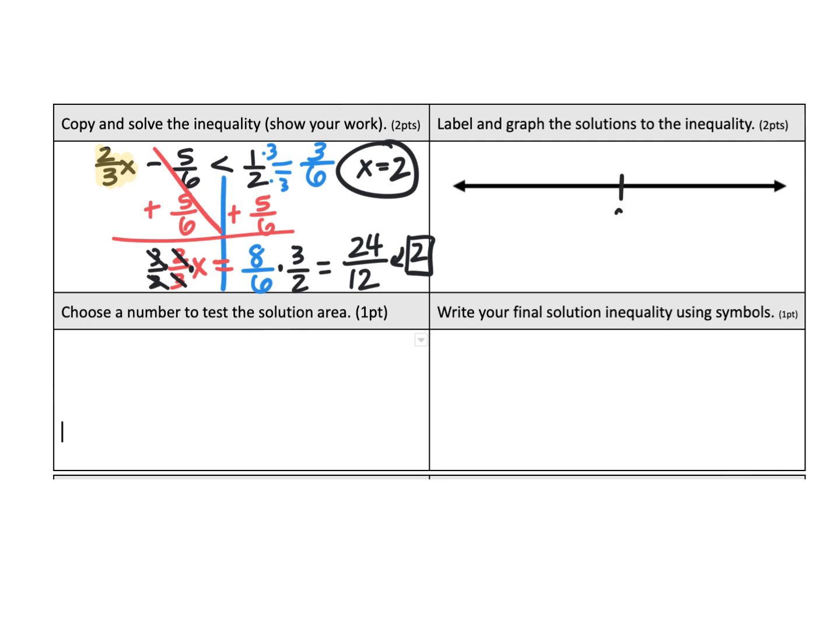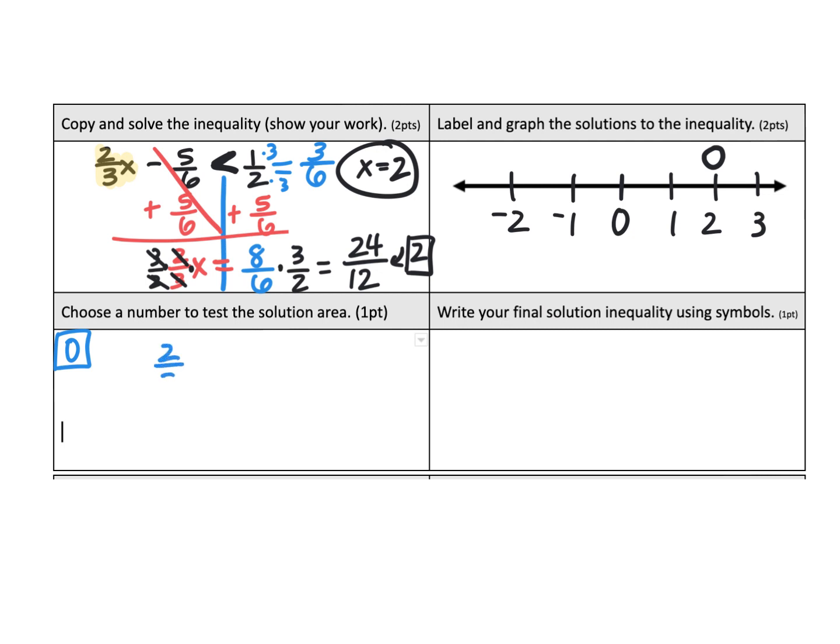All right, let's go to our number line. So let's put, maybe here's 2, here's 3, here's -1. All right, 2 is kind of like our boundary point. The number 2 does not work, so it doesn't have an equal sign, so I'm not going to fill that in. Let's test a number. Easiest number to test usually is 0. So let's test 0 again.